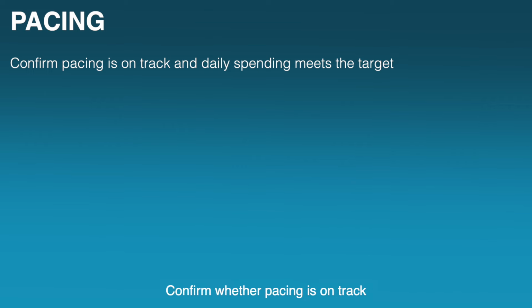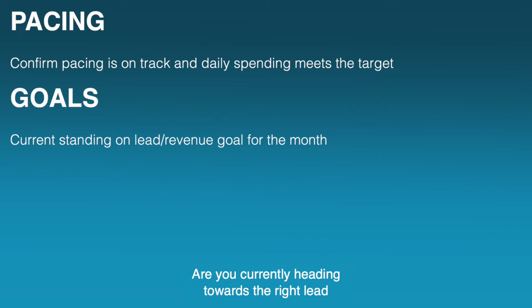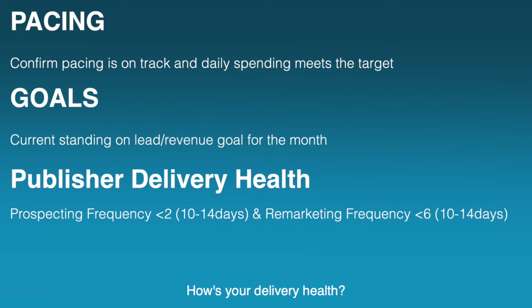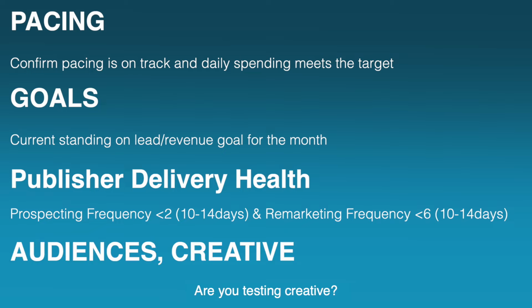Don't forget, you need to watch these campaign level items. Pacing. Confirm whether pacing is on track and meeting daily spend targets. Goals. Are you currently heading towards the right lead and revenue goal for the month? How's your delivery health? Are you getting in front of enough prospecting audiences enough times? Are you testing audiences? Are you testing creative?